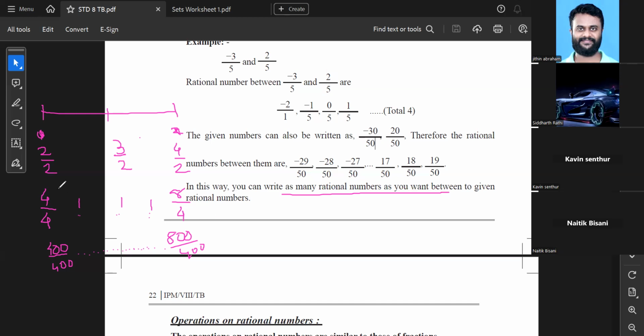See, you must have observed, whenever I was increasing the denominator, I was also increasing the numerator. We are allowed to multiply the denominator only if we are multiplying the same number in the numerator. Do you understand me? Yes, sir.